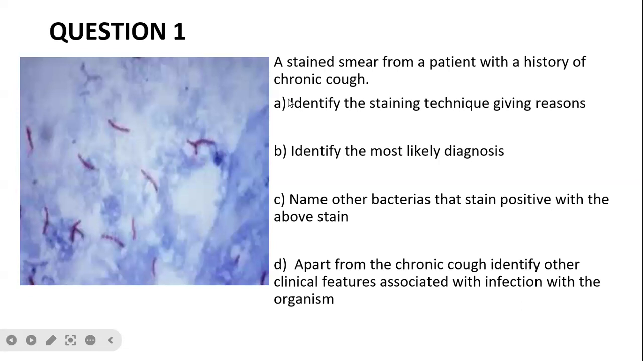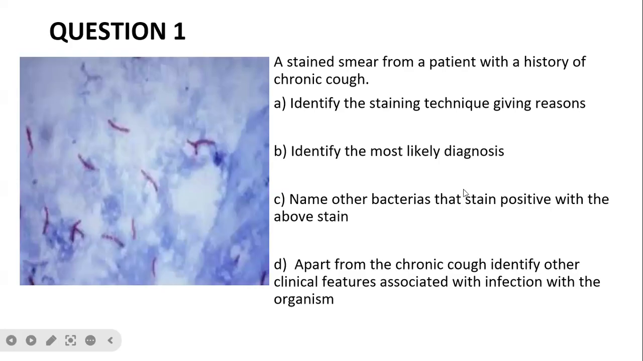We already know it is Mycobacterium. So from a patient with a history of chronic cough, what is the diagnosis? Tuberculosis, okay? It's good you mentioned pulmonary TB because TB can manifest itself in various ways. So here we're talking about pulmonary TB.